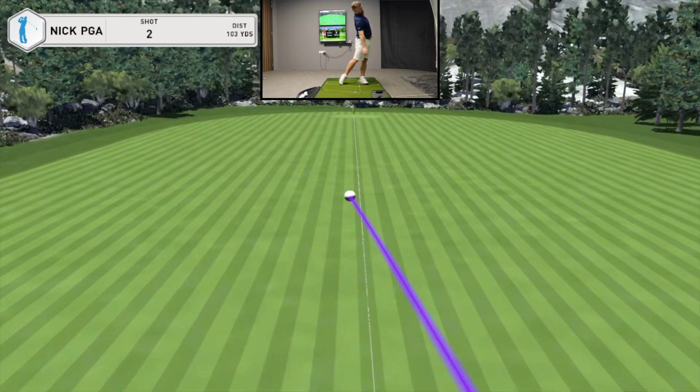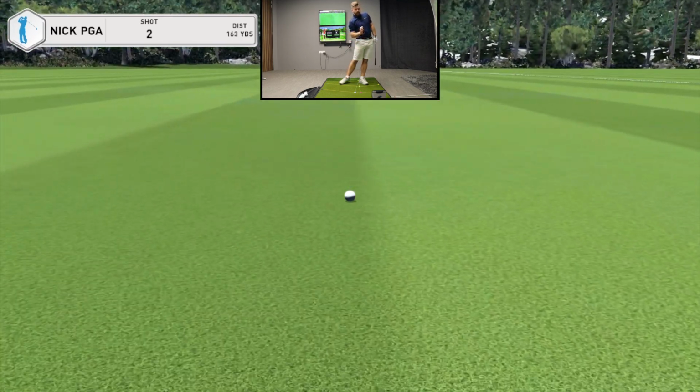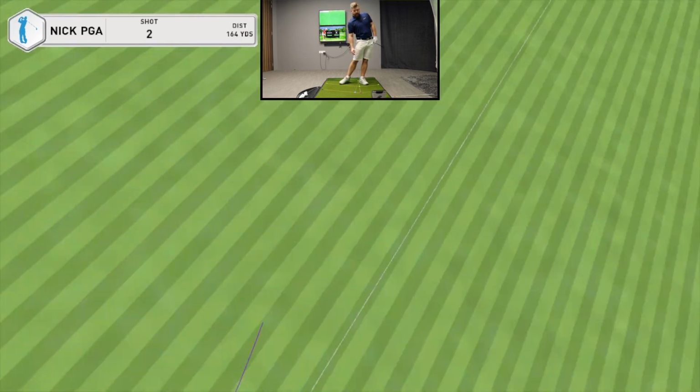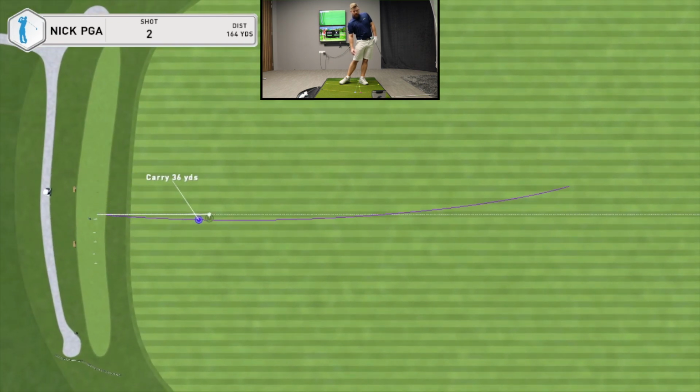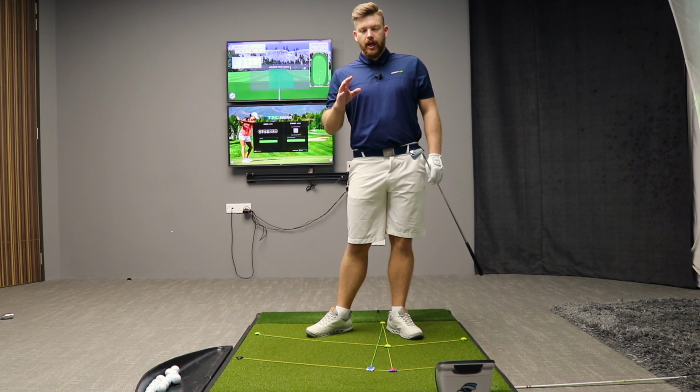So a little draw, didn't quite flush that. That was maybe a little bit out the toe, which is probably why it just started to curve a little bit more to the left. So club path 8 degrees into out, 4 degrees downwards, launch at 16.9. So that's a couple of degrees lower than the previous shot, and the carry distance was similar. So I didn't quite get the contact right on that shot, but you could see the difference there in the launch. Still got the push draw.